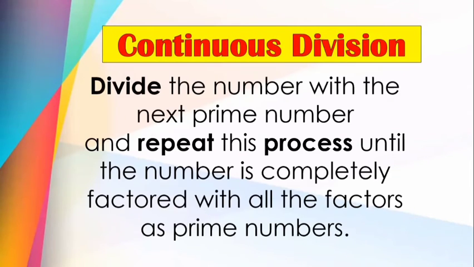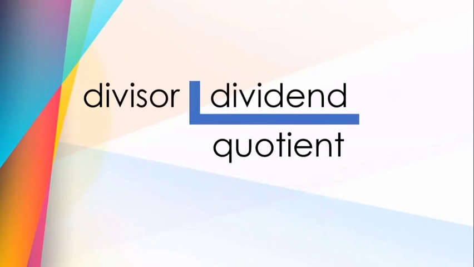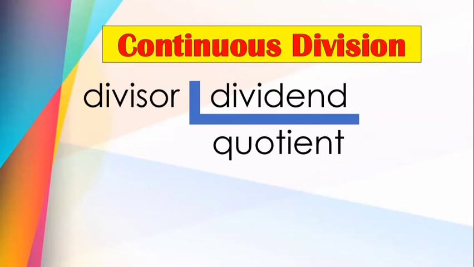Let's proceed to the second method, the continuous division. Continuous division is where we divide the number by the next prime number and repeat this process until the number is completely factored with all the factors as prime numbers. Let's try to factor 64. We follow the format: divisor, dividend, and the quotient. That is the format in the continuous division method.